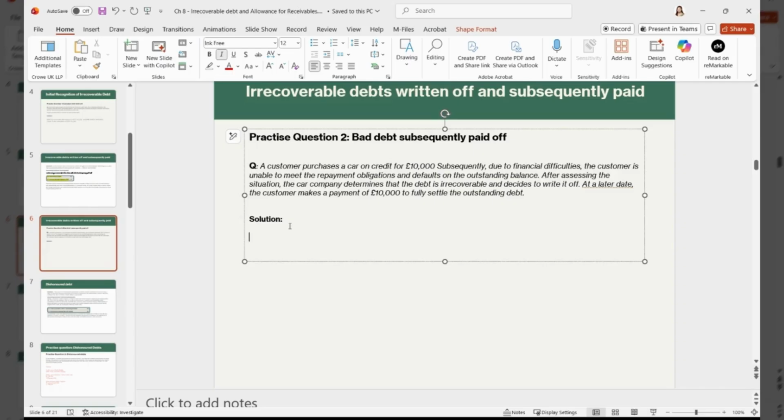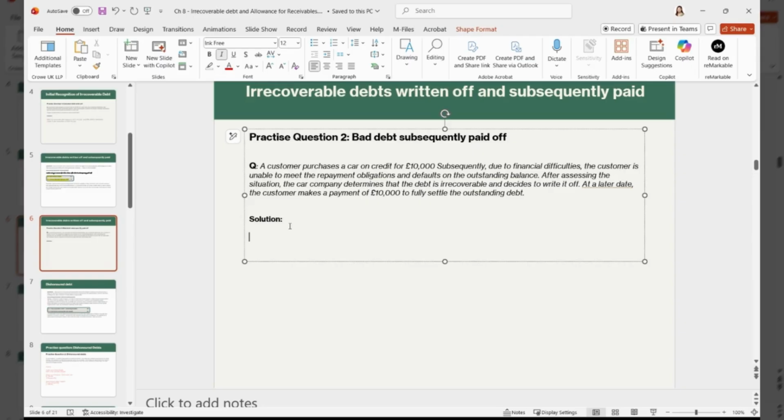Now let me explain the scenario in simpler terms. A customer originally bought a car on credit for £10,000. Later on, they ran into financial trouble and couldn't pay, so the company assessed the situation and decided the debt was irrecoverable. At that point, the balance was written off. Now imagine that sometime later, the customer unexpectedly pays the full £10,000. How do we record this?